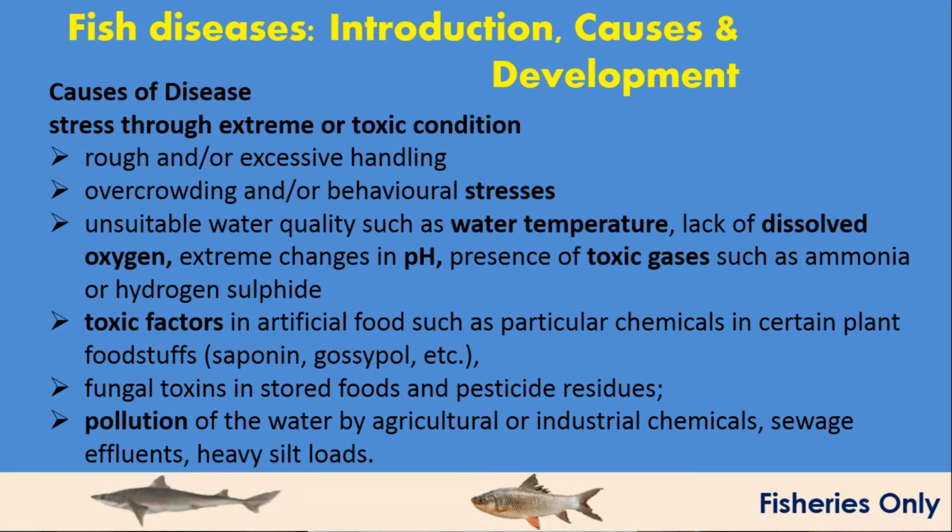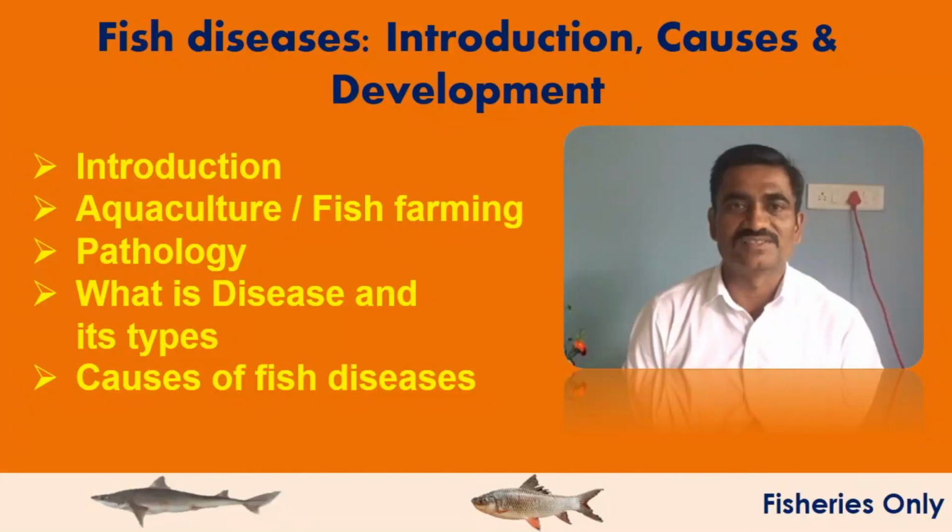Any pollution from agricultural waste, industrial waste or sewage waste, or heavy suspended solids may come into the culture system, and it will cause stress on the fishes, and the fish lead to the disease condition. Thus, friends, in this video we learned about what aquaculture is, aquaculture objectives, then what disease is, types of disease, that is infectious and non-infectious disease, causes of disease, and then the losses due to disease.